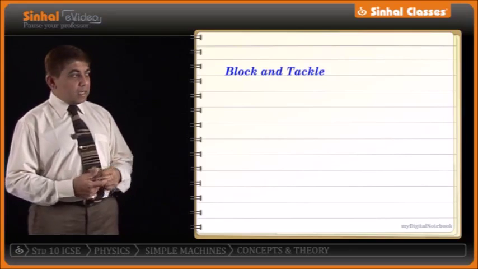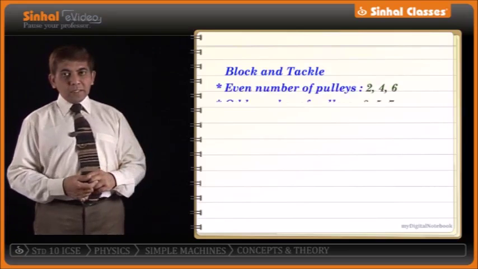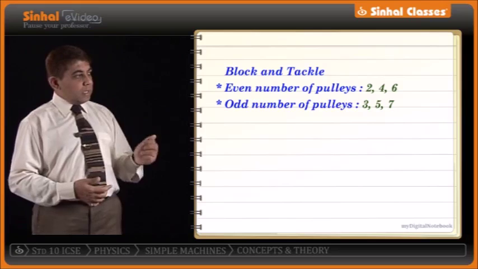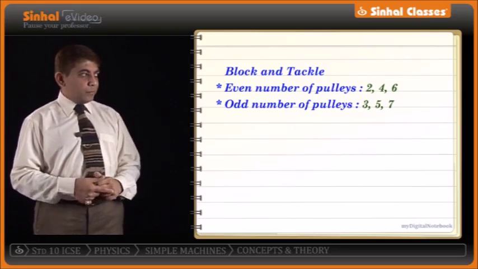In block and tackle, we have two classes again. One is for an even number of pulleys. The second is for an odd number of pulleys. Odd numbers are 3, 5, 7. Even numbers are 2, 4, 6.